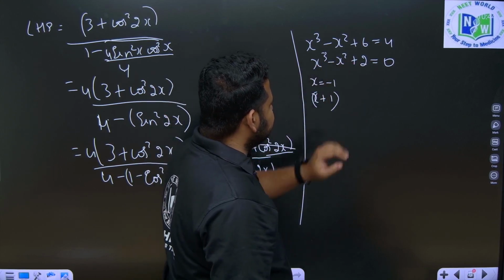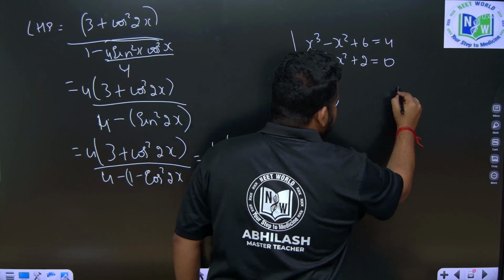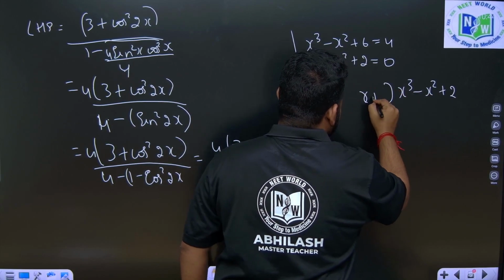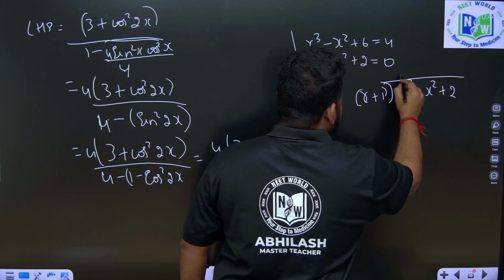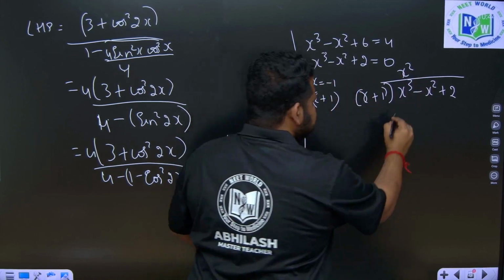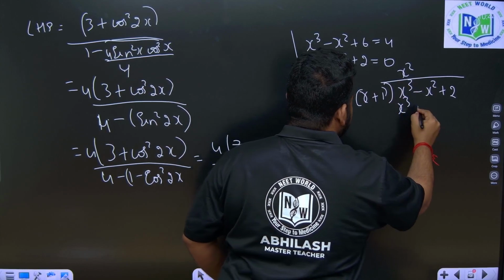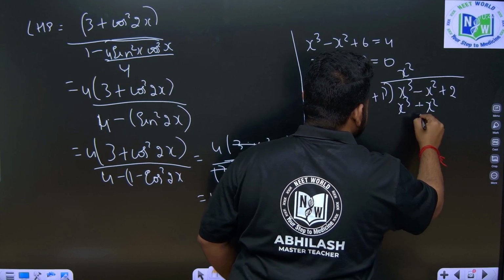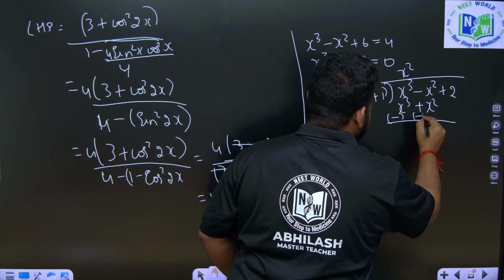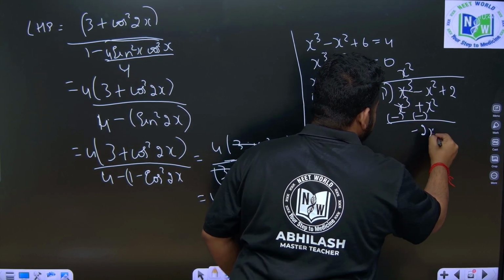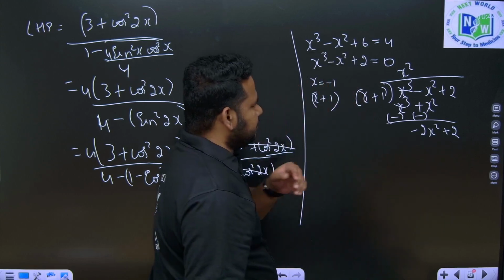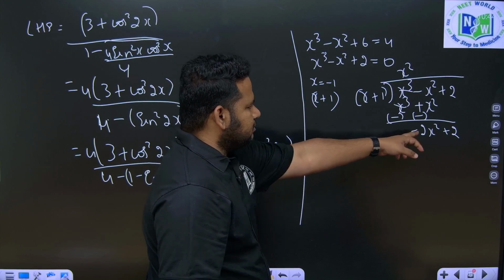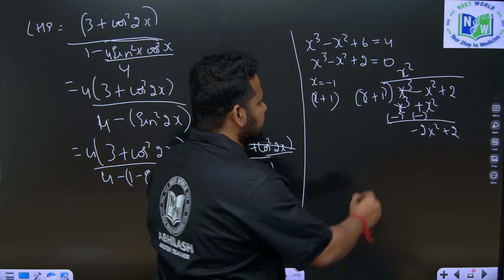Now to find the other factors, what should I do? I can use the long division method if you cannot find them directly. So I use x plus 1. This is x square: x square into x is x cube, minus x square, this is minus x square. Minus, this is plus x square, this cancels, minus 2x square plus 2.